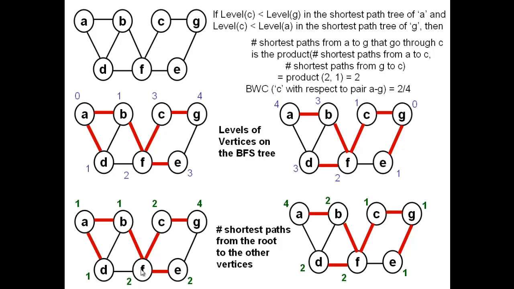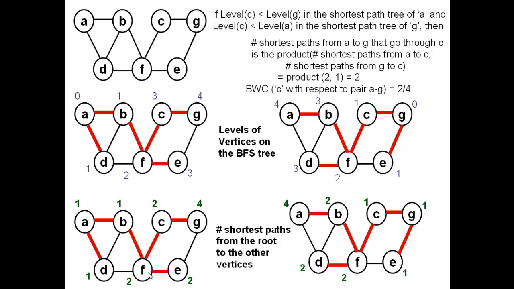So now we're looking at the next level vertex, which is C as well as E. Of course, C and E have only one predecessor, which is F. So the number of shortest paths from the root to C is going to be the same as the number of shortest paths from the root to F. So that's going to be 2 shortest paths.